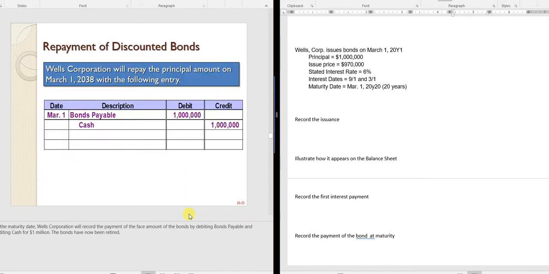At maturity, I just get the bonds payable off my books and pay back the cash. So notice that's 20 years later, I'm paying it back.